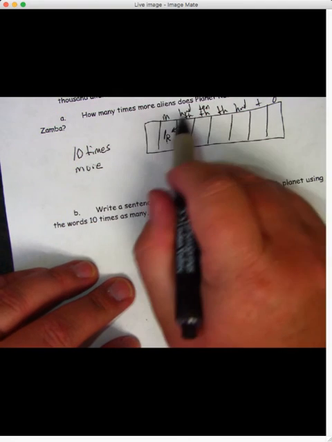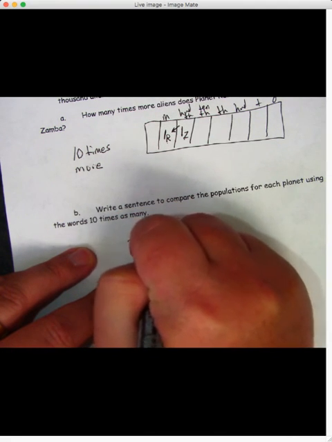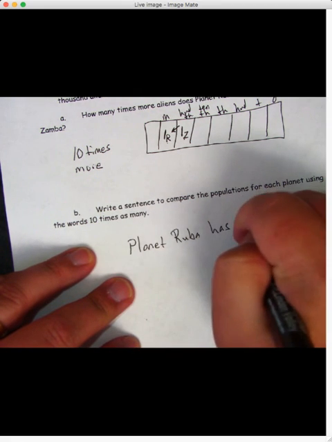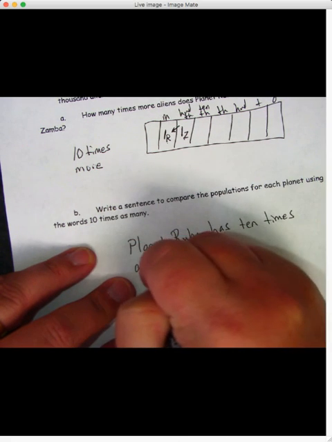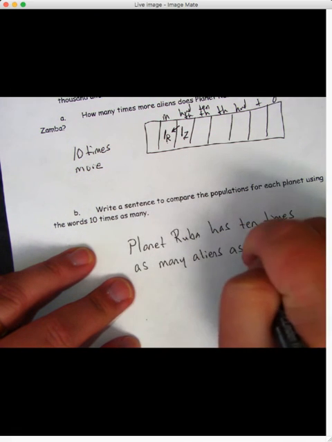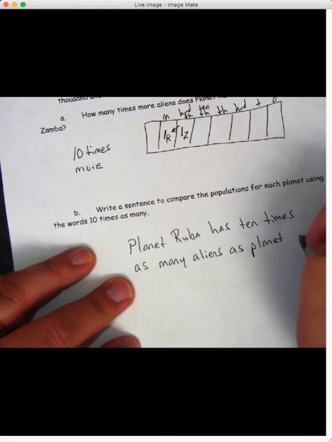Part B, write a sentence to compare the populations for each planet using the words 10 times as many. Well, that's what I just said we're going to do. So we can write: Planet Ruba has 10 times as many aliens as planet, what's it called? Zamba. Period.